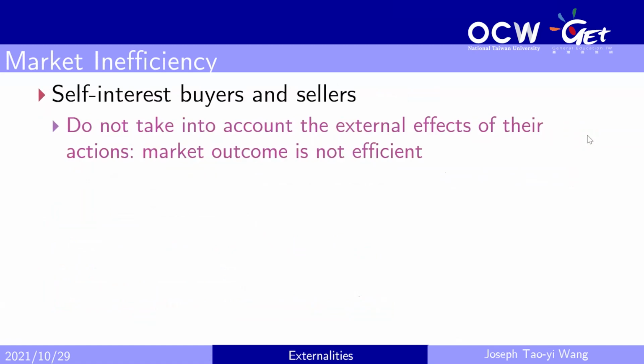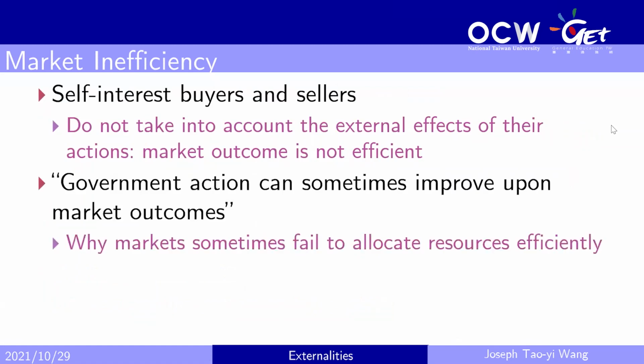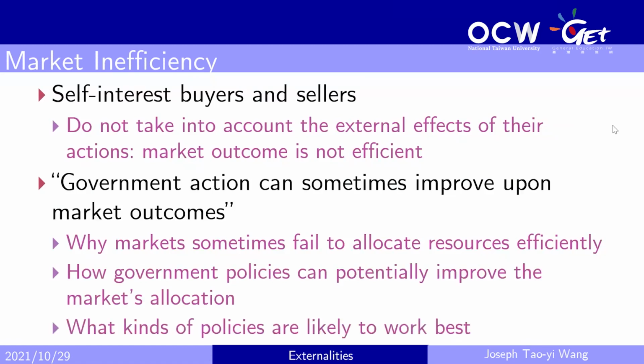The problem here is that if buyers and sellers are self-interested, they would not take into account these external effects on the bystanders, and because of that, the market outcome would not be the socially efficient outcome. That's why one of the 10 principles is that government action can sometimes improve upon market outcomes. We'll see why markets sometimes fail to allocate resources efficiently, and how government policy can potentially improve these outcomes. And we'll compare different policies and see which one is likely to work best.